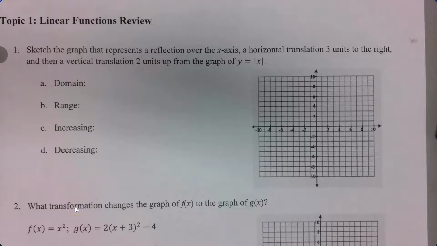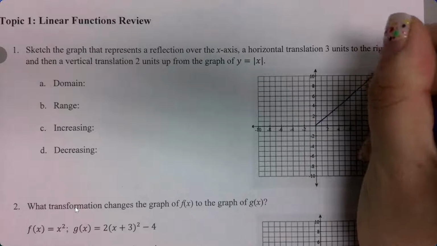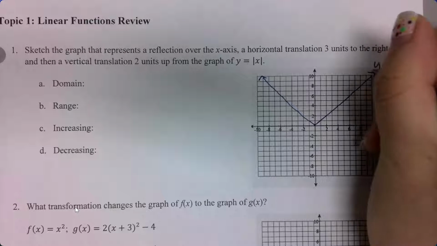Okay, so in this video I'm going to go over the Chapter 1 review. The first question wants me to sketch the graph that represents a reflection over the x-axis, a horizontal translation 3 units to the right, and then a vertical translation 2 units up from the graph of y equals the absolute value of x. Remember, this is a function that looks like this.